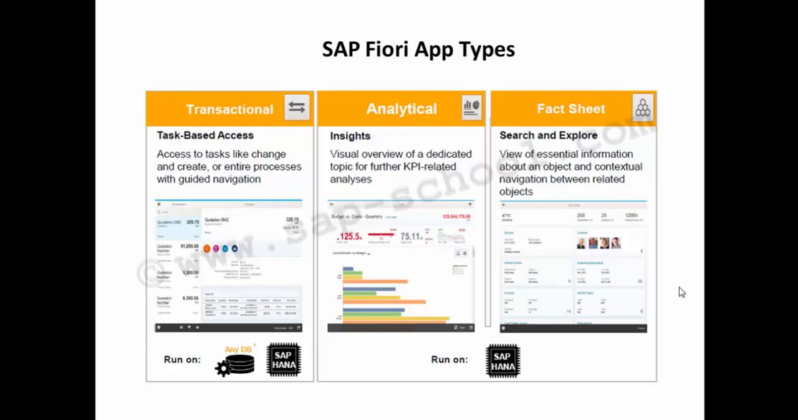So in this slide, we can see the first section of the slide is showing the transactional app. So it is basically access to the task like change or create or entire processes with the guided navigation. Then we have the analytical apps in between, which are mainly to provide the insights. So it will show the visual overview of a dedicated topic for further KPI related analysis. Then we have the fact sheets, which are for the search and explore. That is the view of essential information about an object and contextual navigation between the related objects. So these are basically the three app types we have in the SAP Fiori.